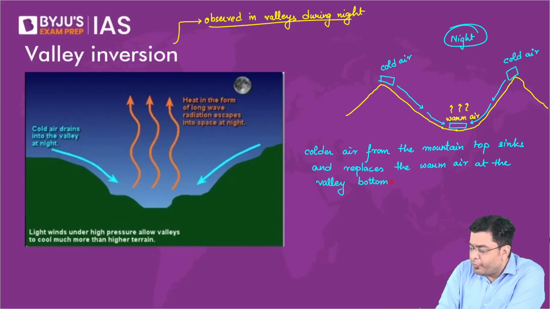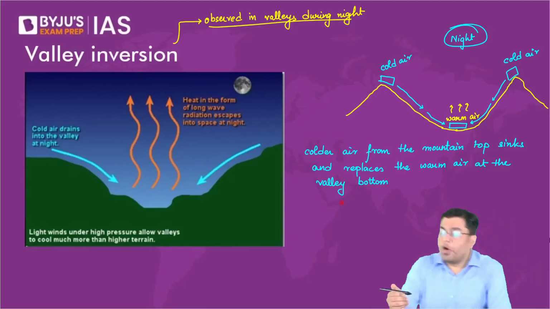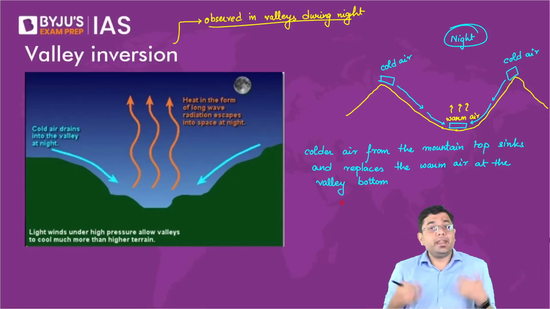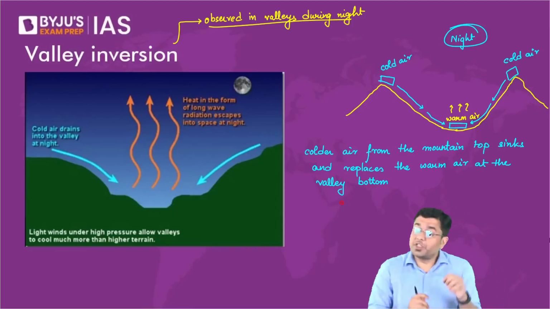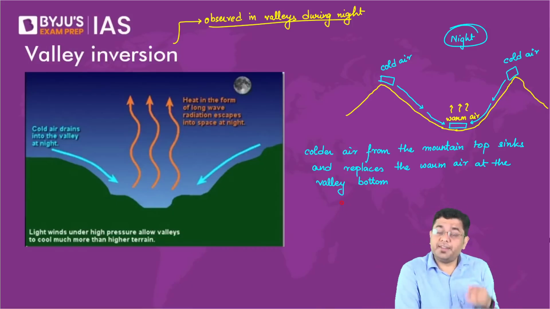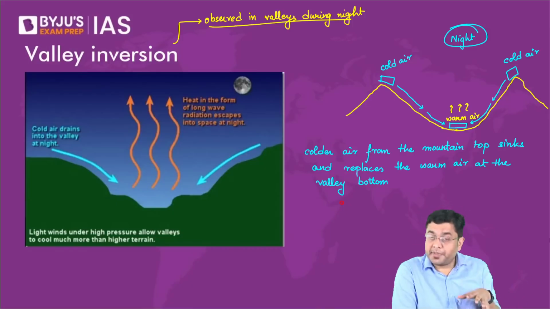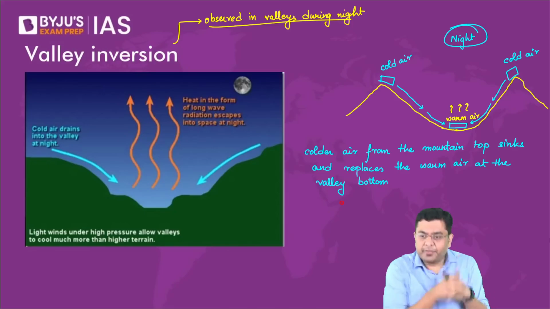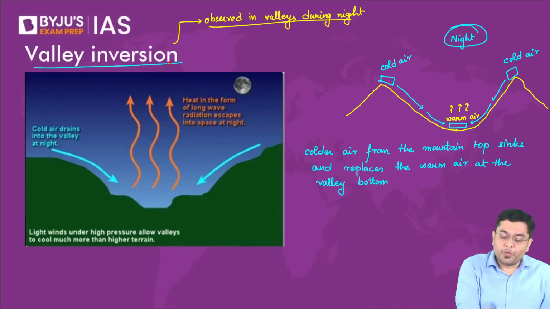Now, in this case, what do we have? Again, warm air on top and colder air at the bottom. So that is an inversion. But this inversion has not been caused because of a front. This inversion has not been caused because of subsidence. This inversion has not been caused because of sudden cooling of the surface. This is an inversion which has been created purely because of a setup of a mountain and a valley. That is why this is what is referred to as a valley inversion.